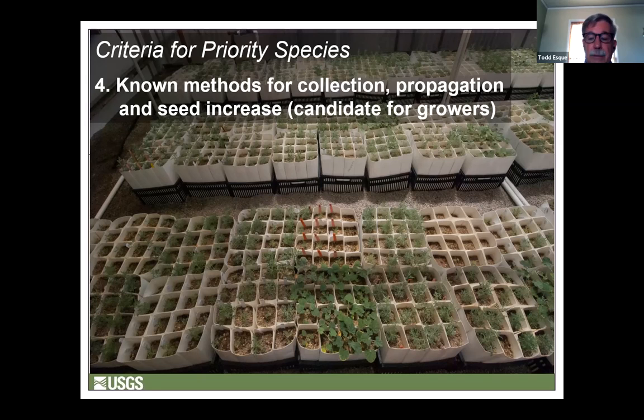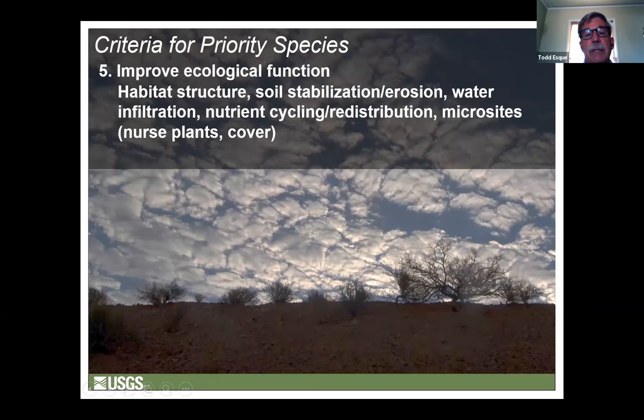And the fifth and last criterion was to improve ecological function in the area, including factors like habitat structure, soil stabilization to prevent erosion, increased water infiltration, nutrient cycling and redistribution, and microsites like nurse plants to grow other plants and vertebrates and invertebrates and cover.